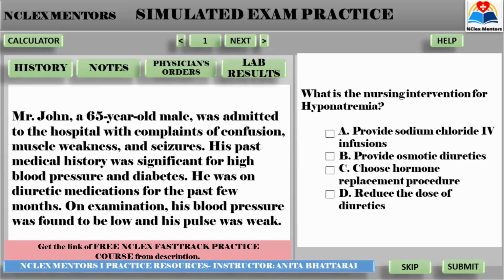Another question. What is the nursing intervention for hyponatremia? A, provide sodium chloride IV infusions. B, provide osmotic diuretics. C, choose hormone replacement procedure. D, reduce the dose of diuretics.